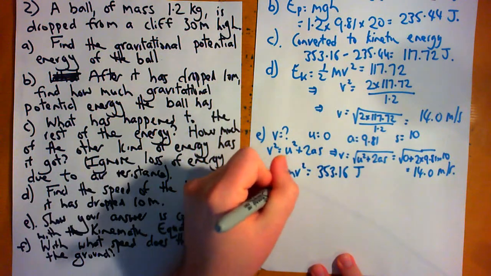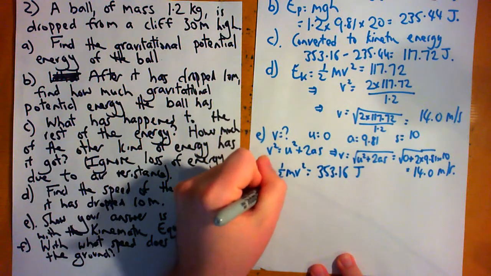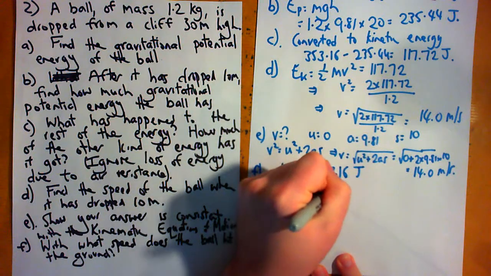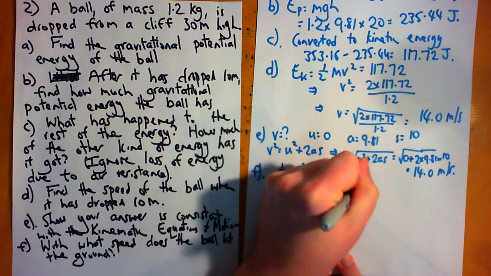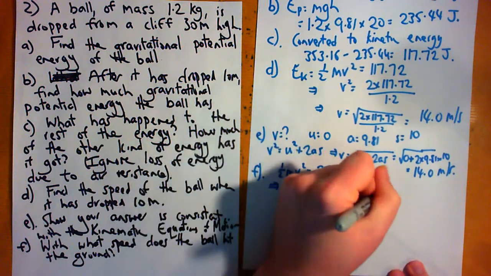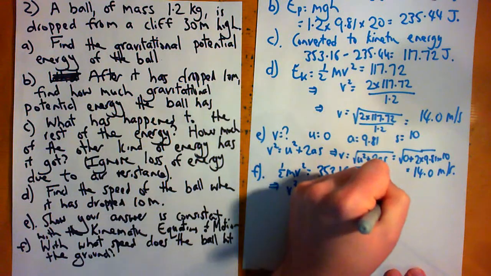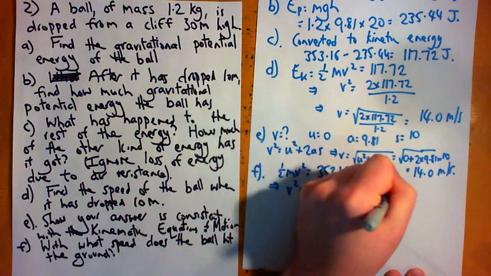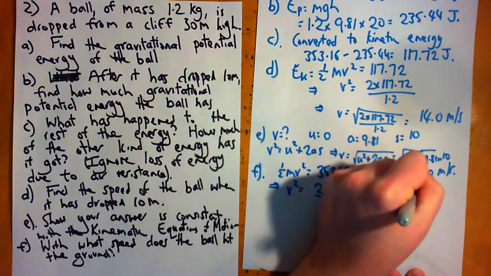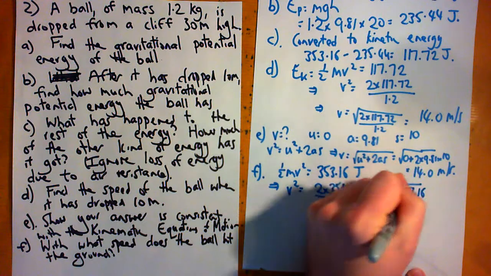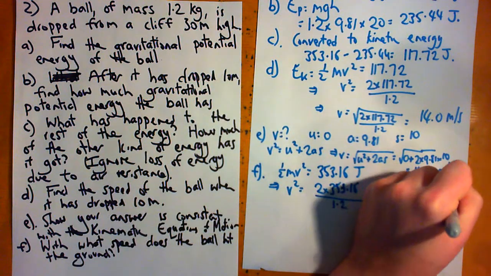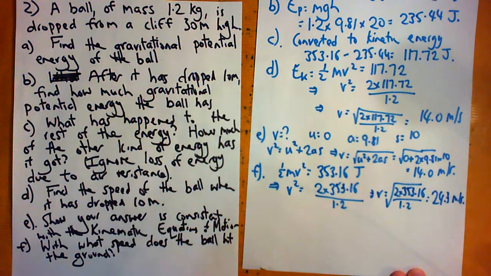So we're going to multiply by 2 to get rid of that half, and divide by m, so we get v squared is 2 times 353.16 divided by the mass, which is 1.2. And if we take the square root, we get v is the square root of 2 times 353.16 divided by 1.2, and we get 24.3 metres per second.